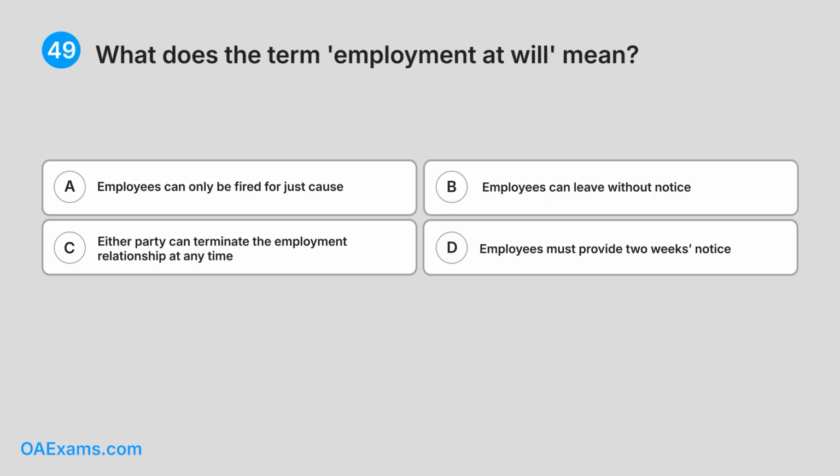49. What does the term employment at will mean? A. Employees can only be fired for just cause. B. Employees can leave without notice. C. Either party can terminate the employment relationship at any time. D. Employees must provide 2 weeks' notice. What do you think is the answer?